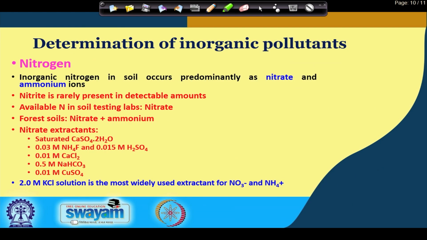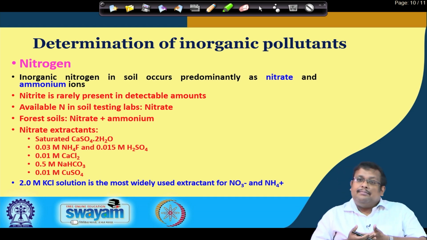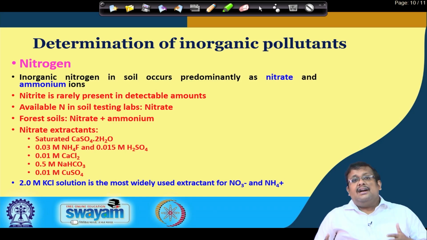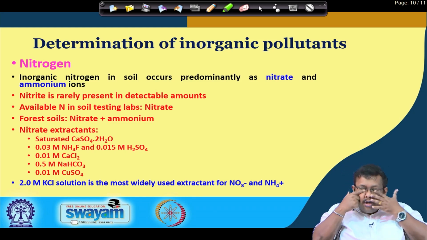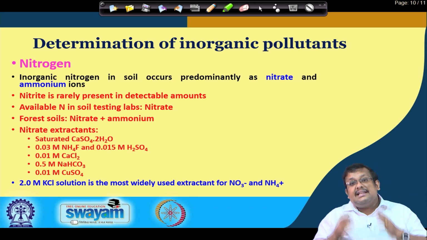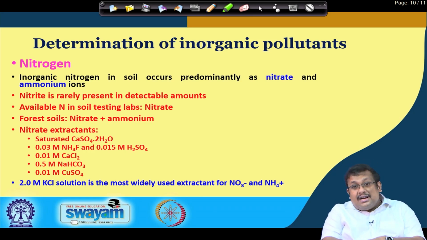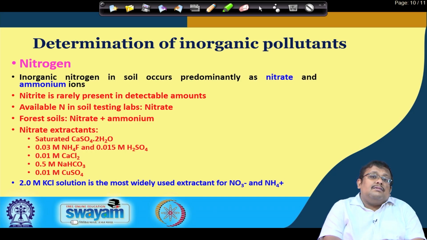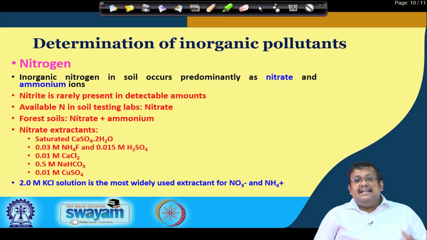We have covered the choices of techniques, the criteria for choosing the techniques, and then sample preparation. Now, let us start the determination of different inorganic pollutants, beginning with nitrogen. Inorganic nitrogen in soil occurs predominantly as nitrate and ammonium ions. Nitrite is very rarely present in detectable quantities. Generally, in soil, nitrate and ammonium ions are present.